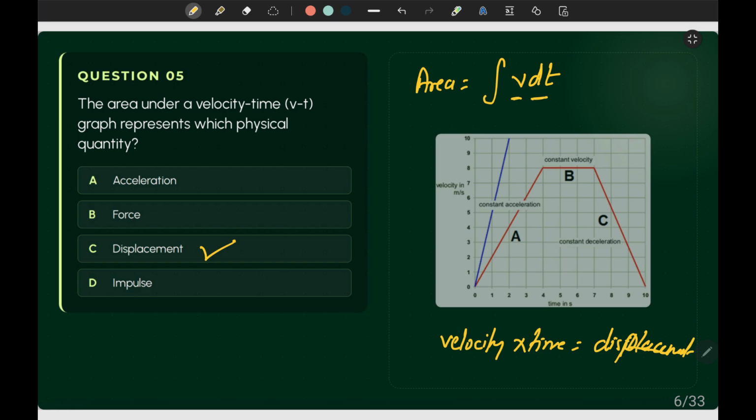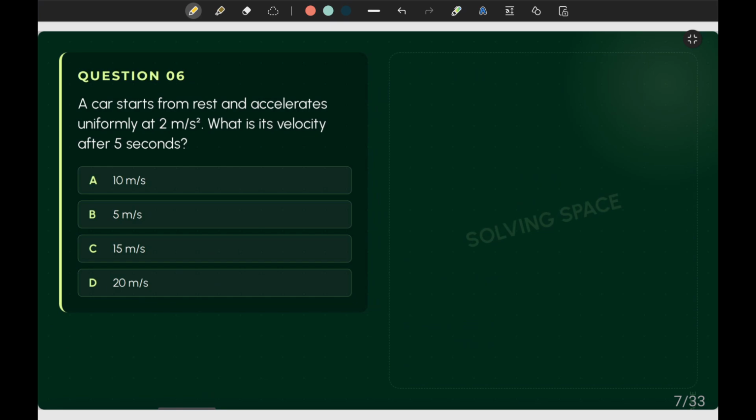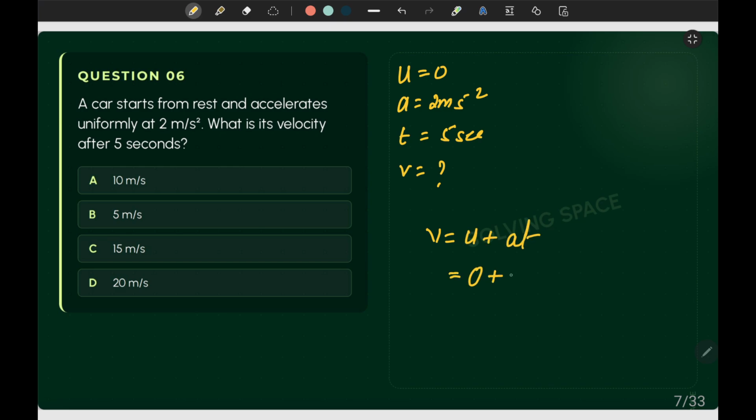Now question number 6. A car starts from rest and accelerates uniformly at 2 meter per second square. Find the velocity after 5 seconds. It's a simple question. What we apply here is v is equal to u plus at, 0 plus 2 into 5, which is 10 meter per second.